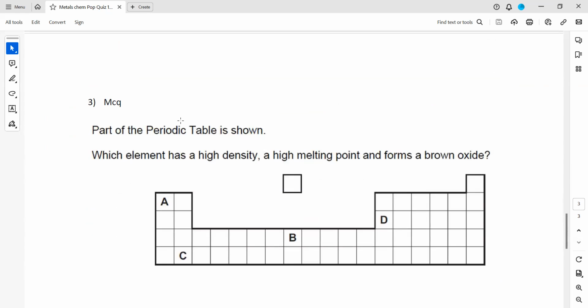Question 3: a part of the periodic table is shown, which element has a high density, high melting point, and forms a brown oxide, meaning a colored compound. These are the characteristics of the transition elements, the transition metals. We find the transition elements between group 2 and group 3, in this region. So in this region, the option we are left with is only B. So B is the right answer.